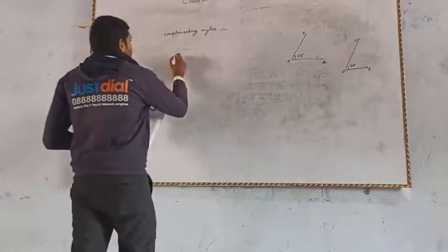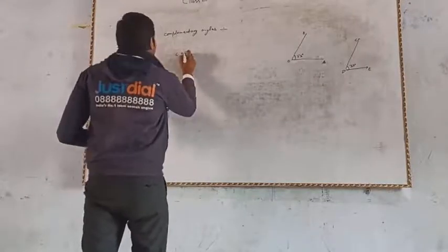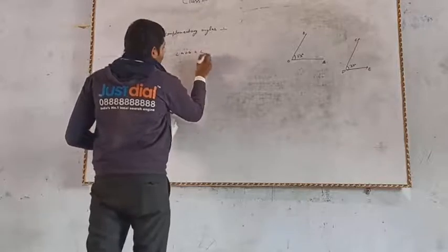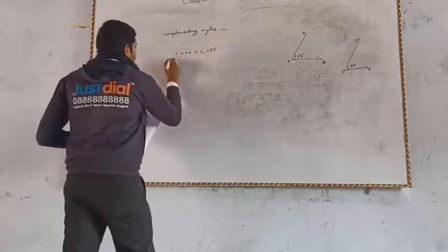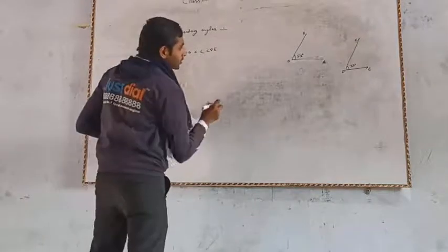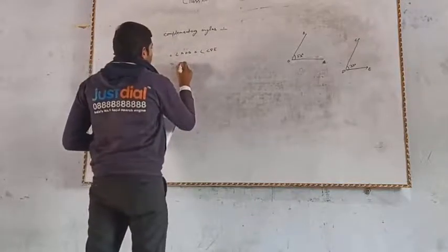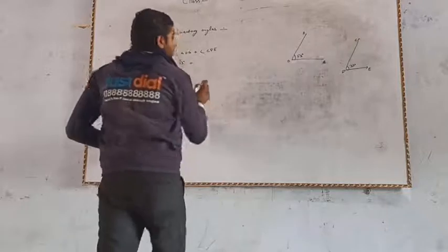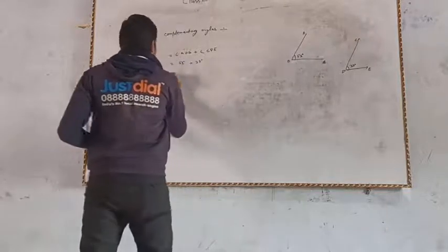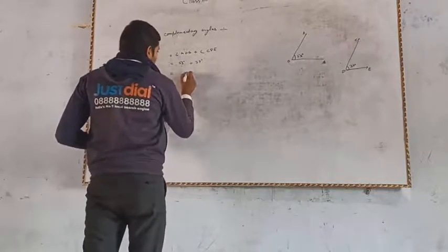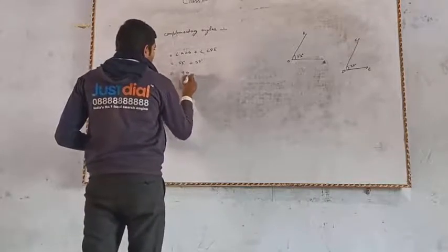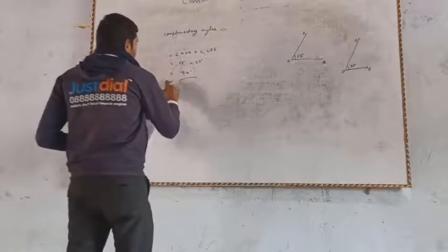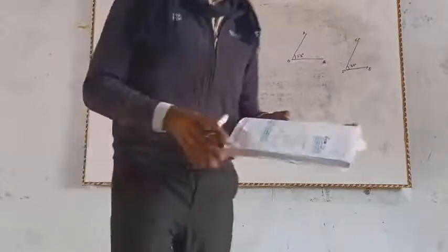Here you can see that angle AOB plus angle CDE is equal to 53 degrees plus 37 degrees, which is equal to 90 degrees. So that is called complementary angles.